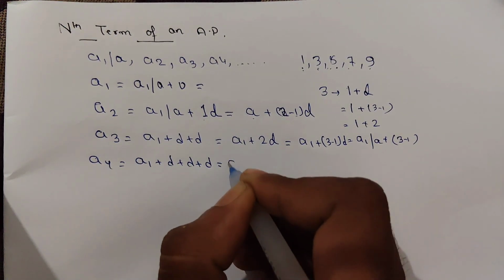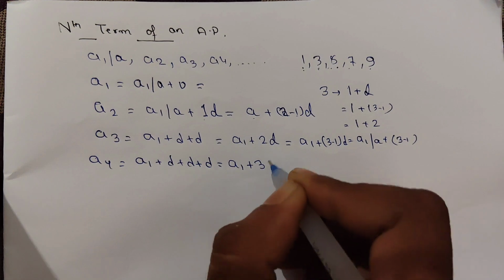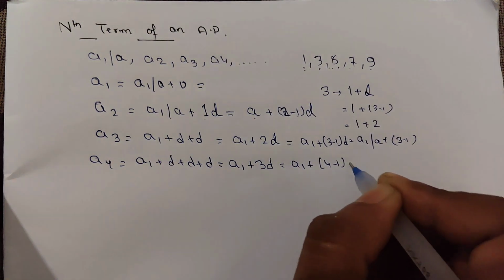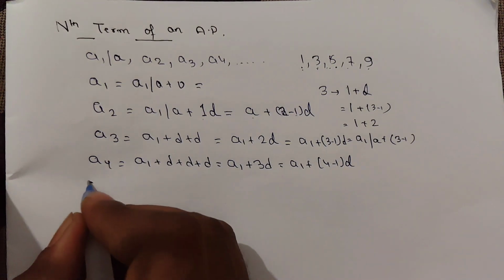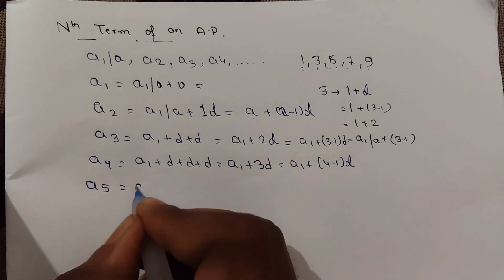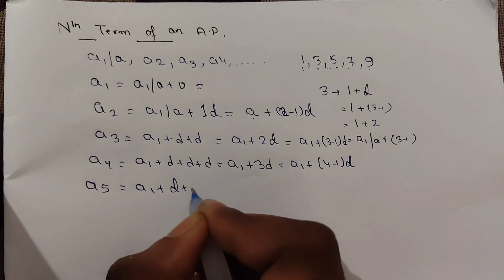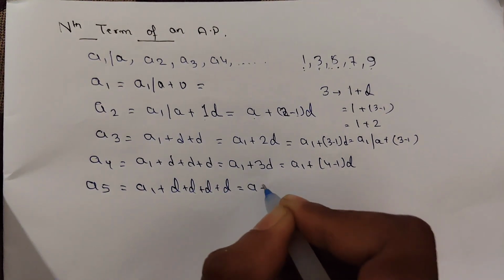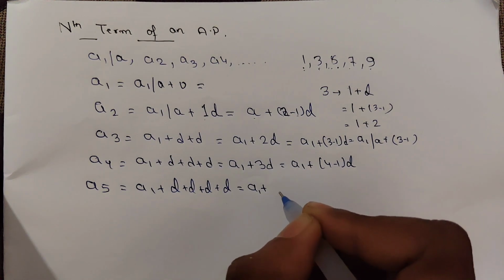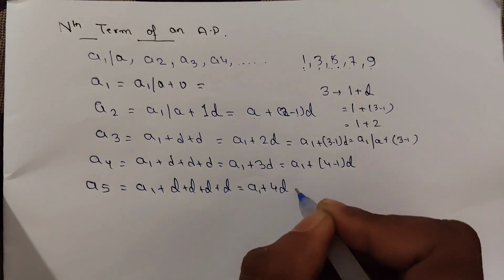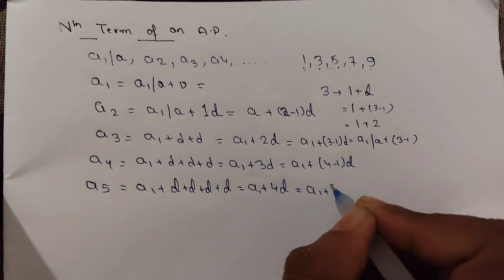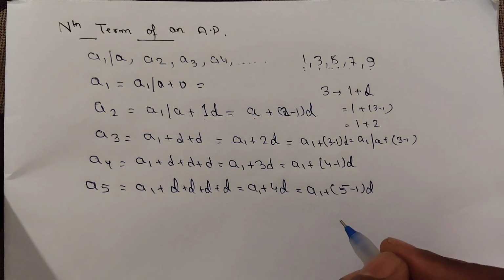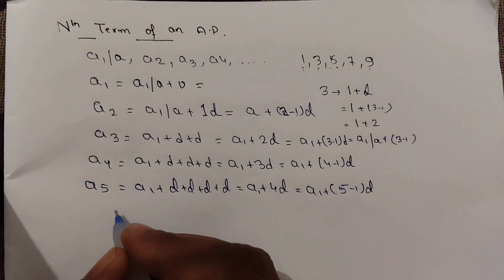Okay, so can I write this one? A1 plus 3D equals A1 plus (4 minus 1)D. Yes, sir, possible. Now, A5 is equal to A1 plus D, D, D, D. So A1 plus 4D, which is A1 plus (5 minus 1)D. So you understand what I'm trying to say? Up to here it's clear. So and so on.